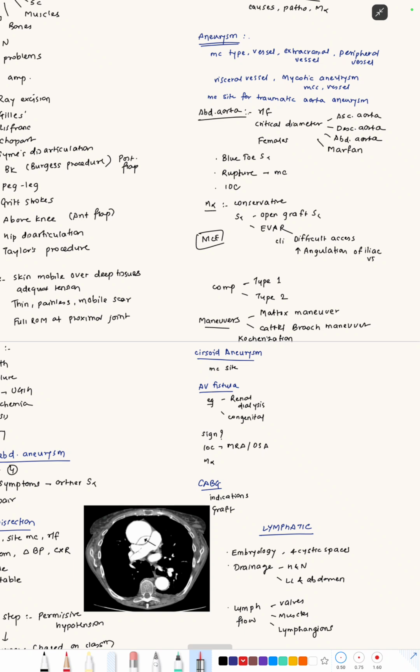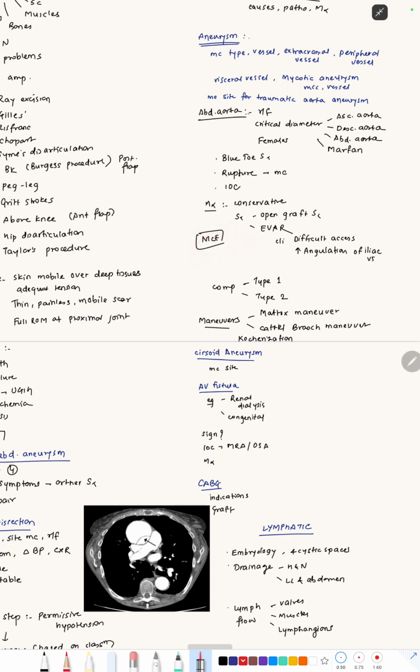The open graft surgery is generally done in young patients where more life expectancy is expected, while the EVAR technique is generally done in old patients where hostile abdomen is present, and in high risk patients. EVAR is contraindicated in case of difficult access and where the angulation of the iliac vessels is more. This is according to the NICE guidelines.